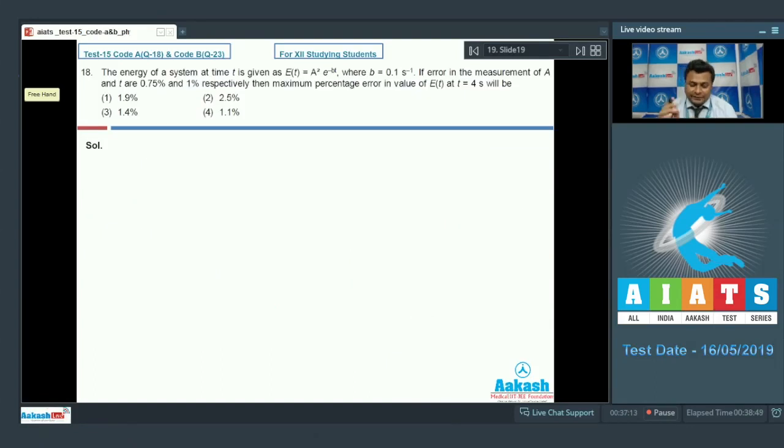So here is question number 18, everyone. The energy of a system at time t is given by E(t) equals A² e^(−bt), where b equals 0.1 per second. If the errors in the measurement of A and t are 0.75% and 1% respectively, then the maximum percentage error in the value of E(t) at t equal to 4 seconds will be what? Alright, E is given as A² e^(−bt).